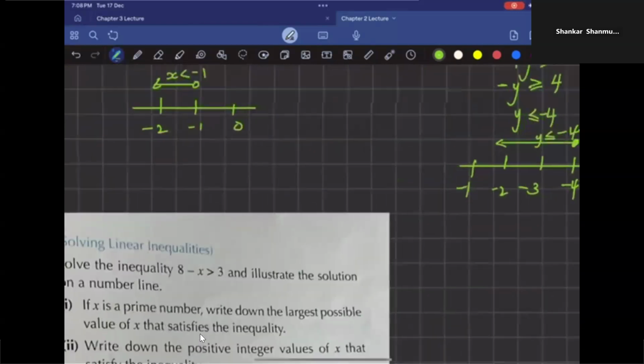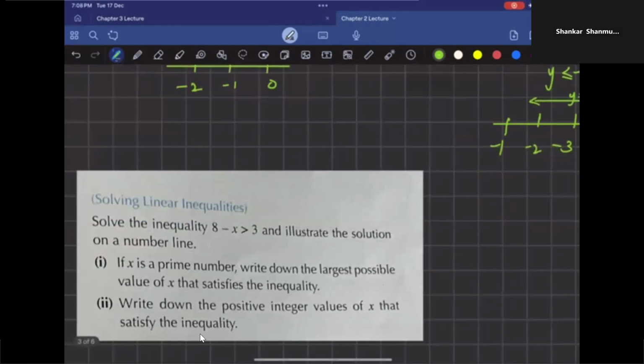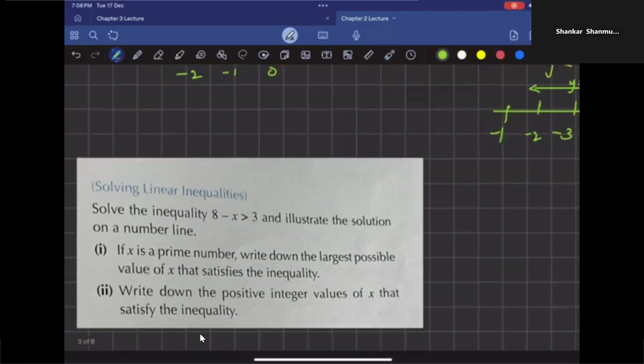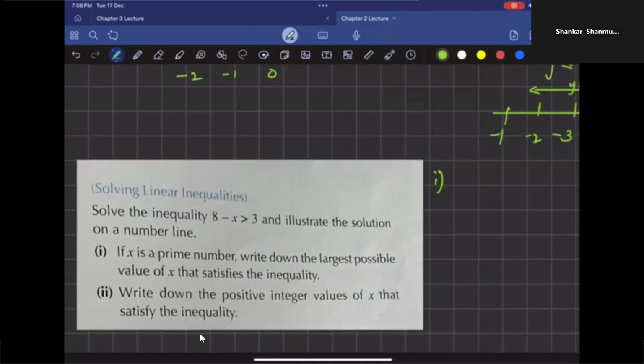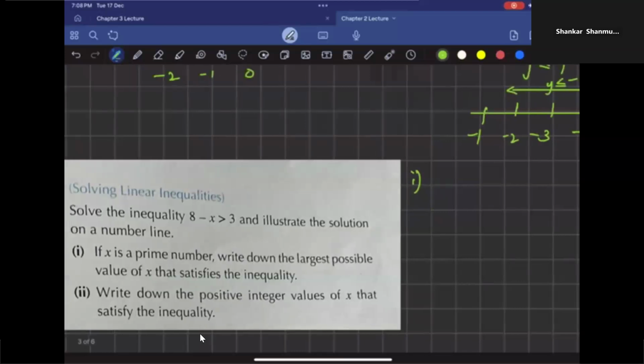Now let's look at another question. So I want you to pause the video first, and then try out this question. So I'll be doing the working in a bit. Okay, so again, it's the same question. I hope you have managed to get the answer. So they give you an inequality and they want you to illustrate it in a number line. Okay. So I'm not going to do the number line part, but I want you to do it yourself.